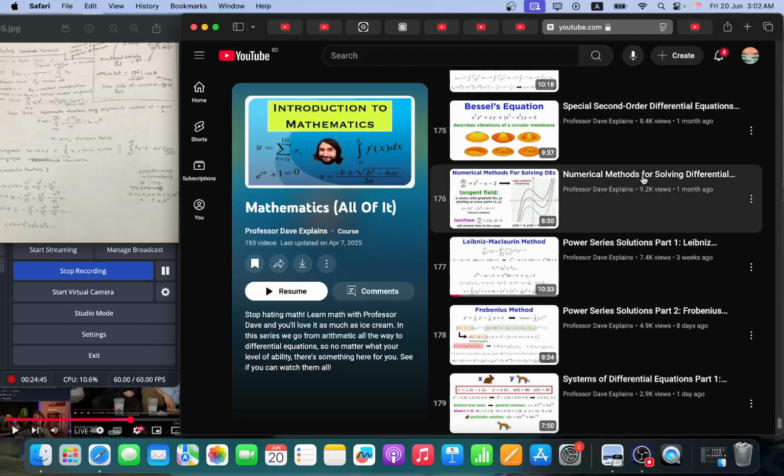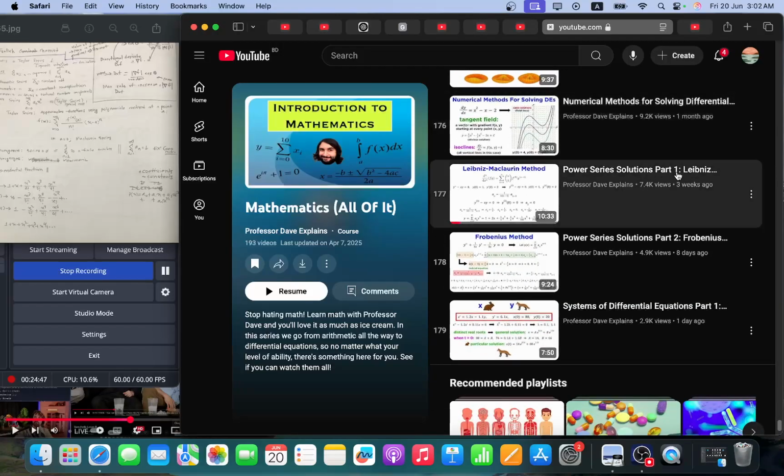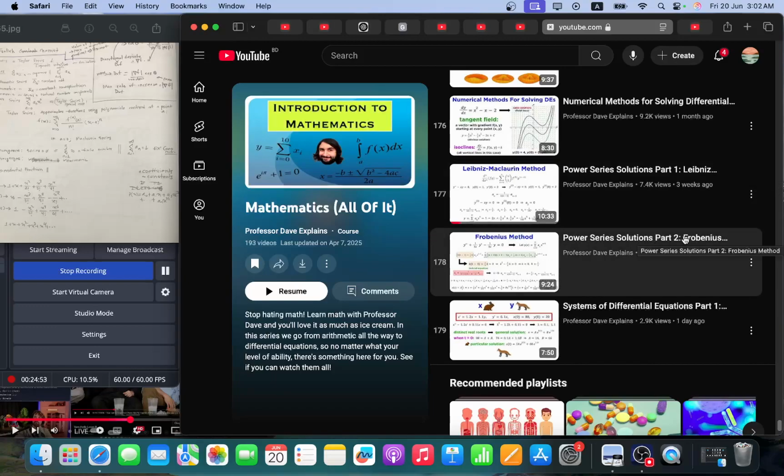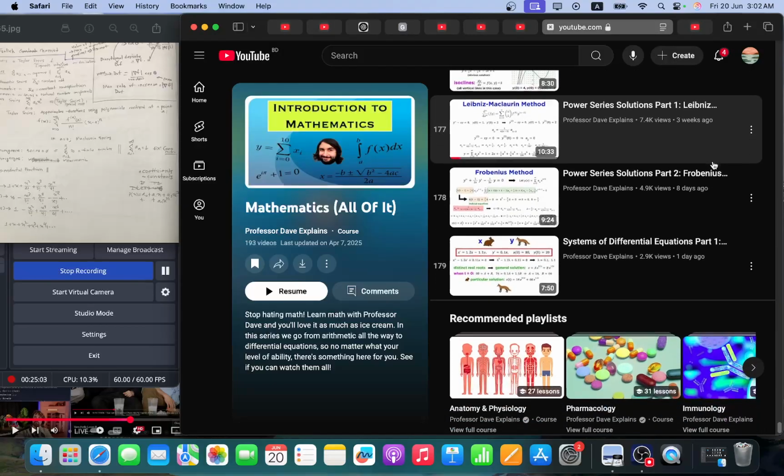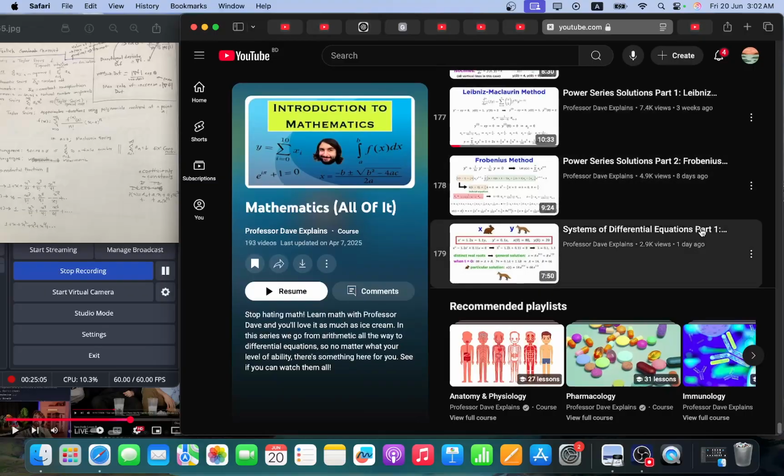Okay, power series solution part 1. So this would be interesting to see what this one talks about. Power series solution part 2, the Frobenius method and Leibniz-Maclaurin method. Okay, and the last chapter is systems of differential equations part 1.